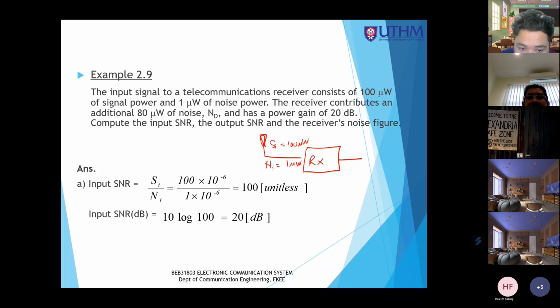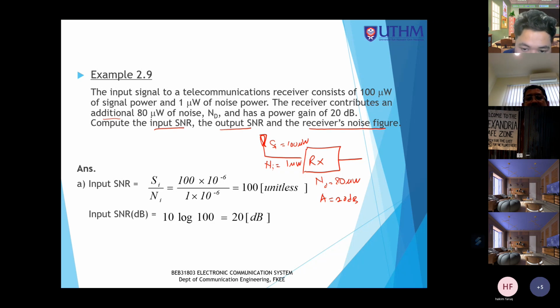Okay, and then what? The receiver contributes an additional 80 microwatt. So maknanya dia ada noise tambahan iaitu 80 microwatt. Okay. Dan apa lagi? It has a power gain of 20 dB. So dia ada A bersamaan dengan 20 dB. Okay. Compute the input SNR, output SNR, and the receiver noise figure. So ada 3 soalan yang dia tanya.